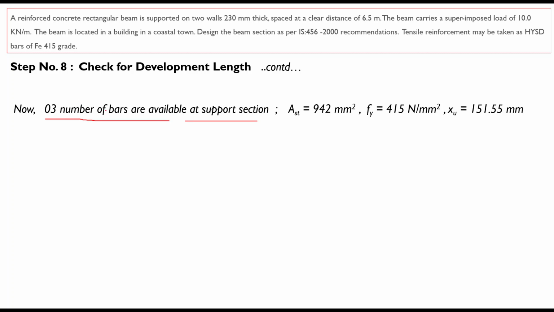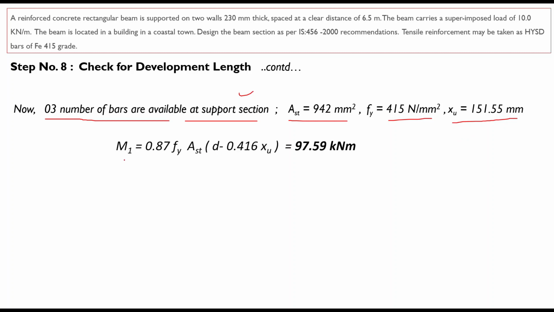So three number of bars are available at the support section. The area of these three bars is 942 millimeter square. Fy is 415 Newton per millimeter square, and Xu, as already told in the previous slides, is equal to 151.55 millimeter. By putting all the information, we are able to get the value of M1. It is 97.59 kilonewton meter.